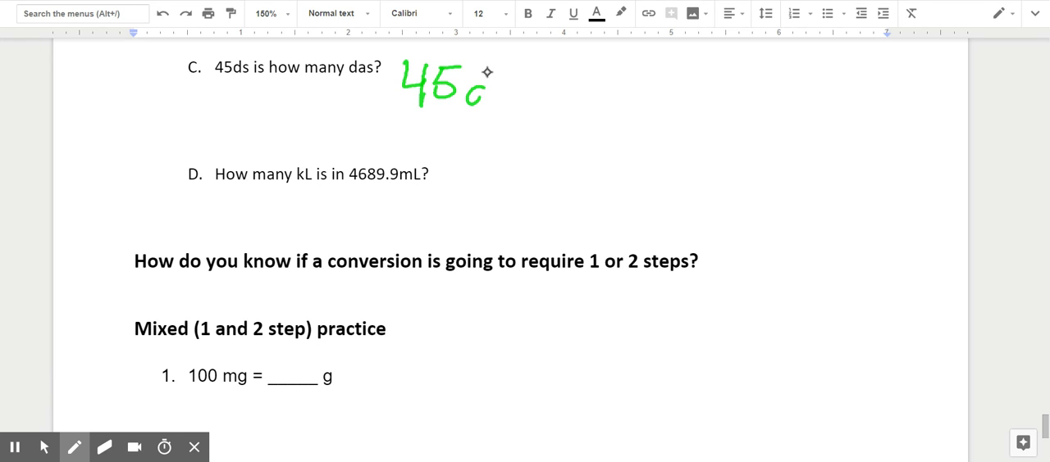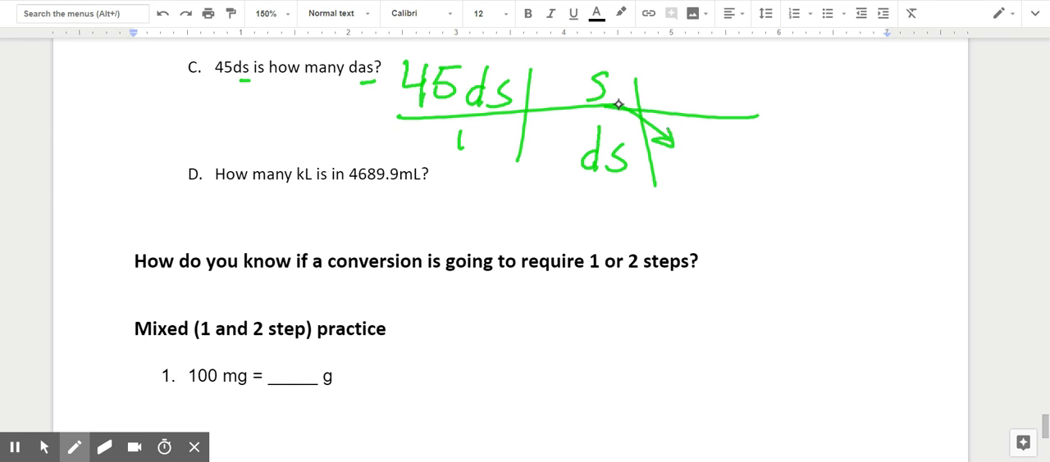4.5 deciseconds over 1. Deciseconds go on the bottom. Our unit in common here is seconds, as in both of them, so seconds on the bottom on this side. We're trying to get rid of seconds. We want to convert to decaseconds. 1 decisecond is the same as 0.1 seconds. 1 decasecond is the same as 10 seconds.